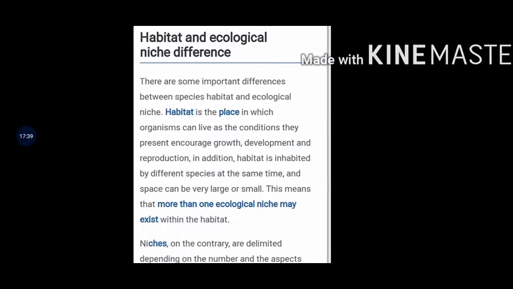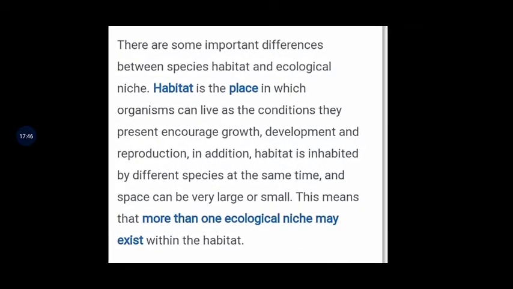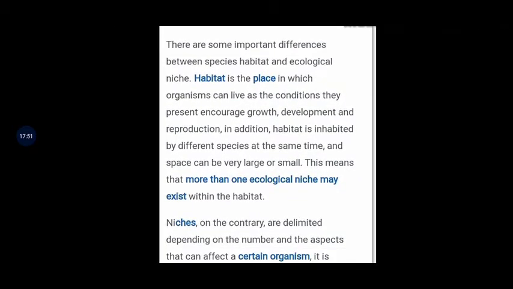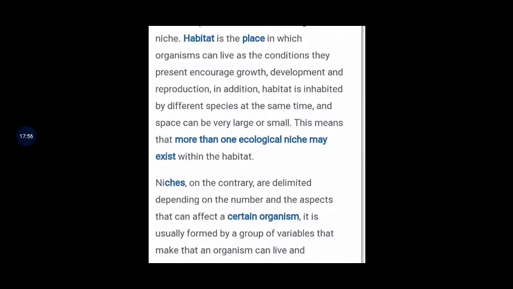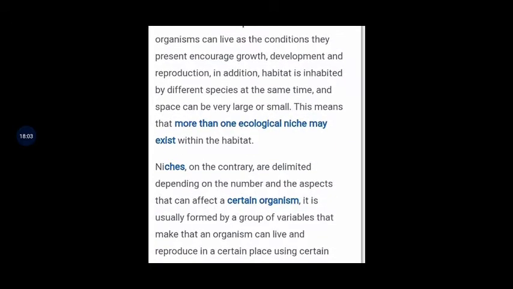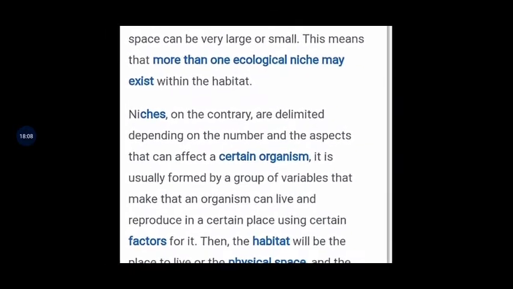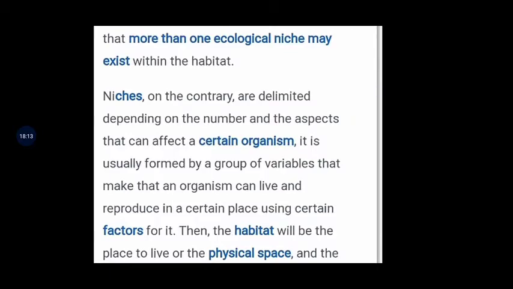Now we will study the difference between habitat and ecological niche. So what is the difference between habitat and ecological niche? Habitat is the place in which an organism can live, as the conditions it presents encourage growth, development and reproduction. In addition, a habitat is inhabited by different varieties or different species at the same time, and the space can be very large or small. This means that more than one ecological niche may exist within the habitat, whereas niches, on the contrary, are delimited depending on the number and the aspects that can affect a certain organism.